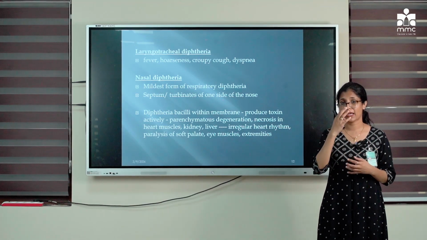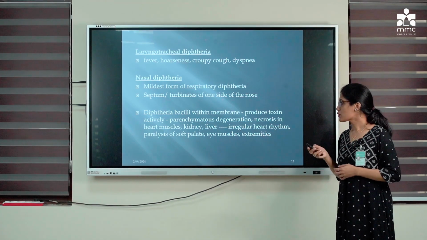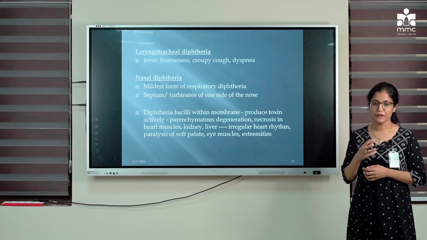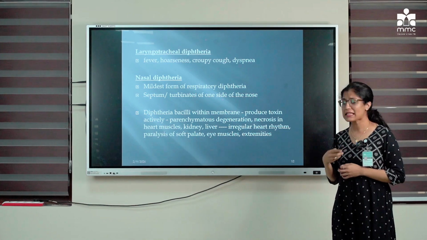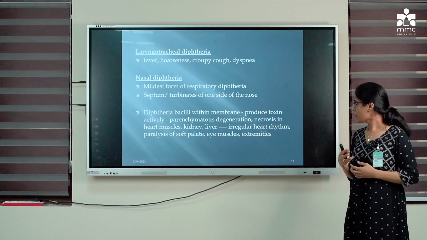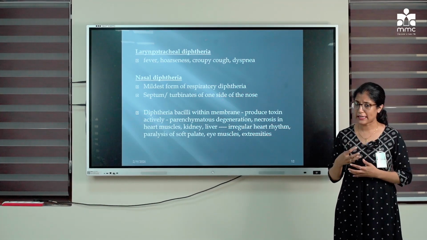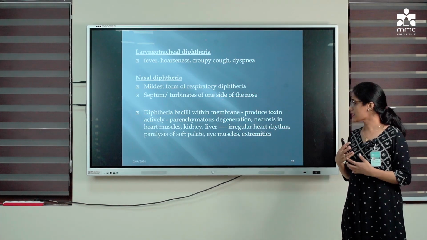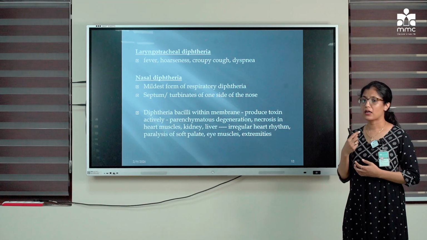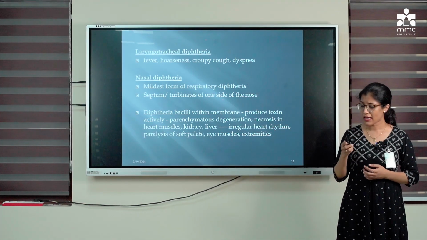What actually occurs in the membrane area, the pseudomembrane part? The diphtheria bacilli within the membrane produce the active toxin, and it can result in parenchymatous degeneration of the muscles and necrosis in the heart muscle, liver, and kidney. And what happens is that the heart rhythm will turn irregular. There can be paralysis of the soft palate, eye muscles and even the extremities.